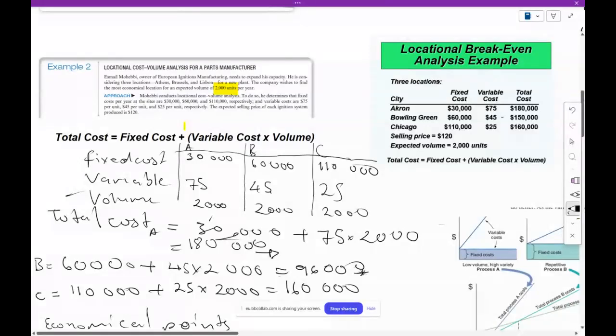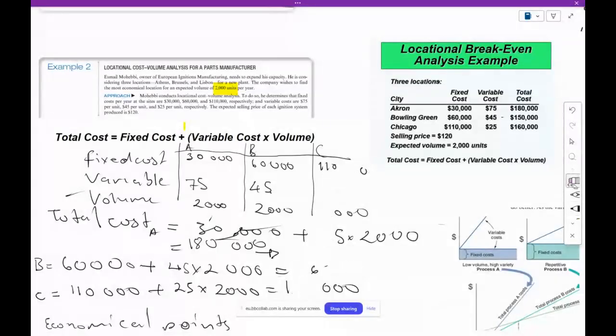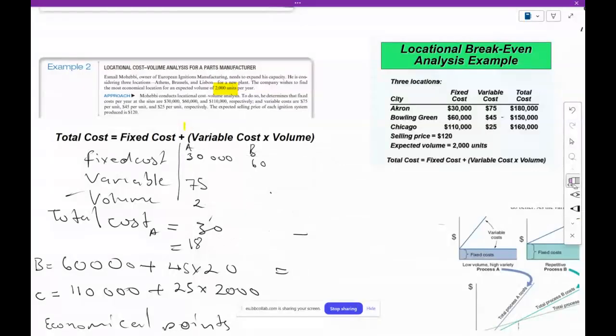My pen disappeared. I have two screens. When I'm home, I have the luxury of two screens sometimes. Okay.